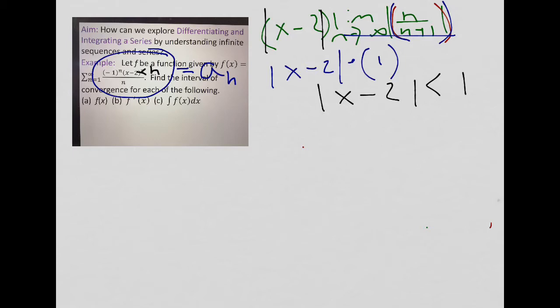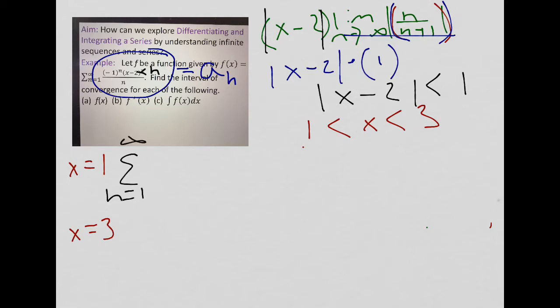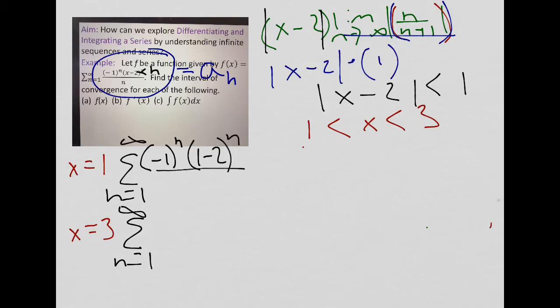So if we were to rewrite this, we get to add 2 to -1, and we get 1. And we get to add 2 to 1, and we get 3. So we're going to check when x is equal to 1 and when x is equal to 3. If we plug that into our sum, I kind of like to just bang this out and do this all at once. Wherever we see x, we're either going to put in 1 or we're going to put in 3.